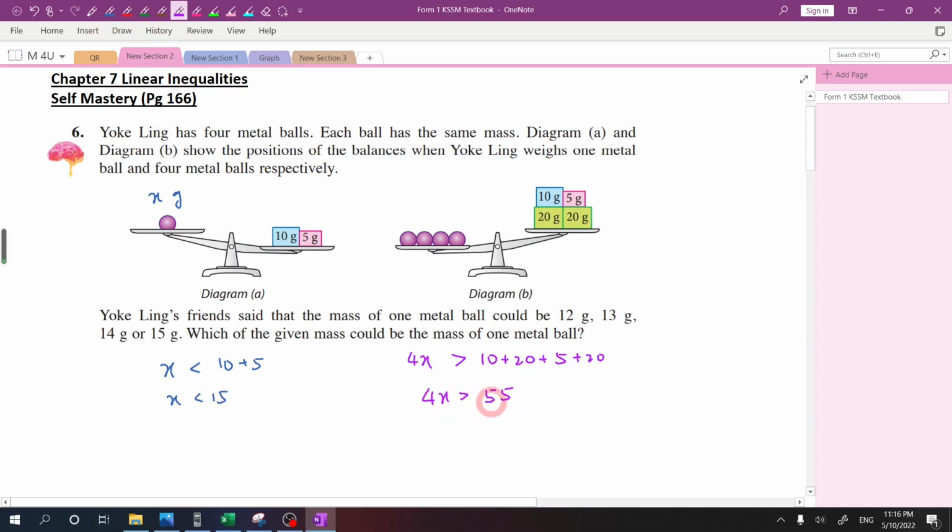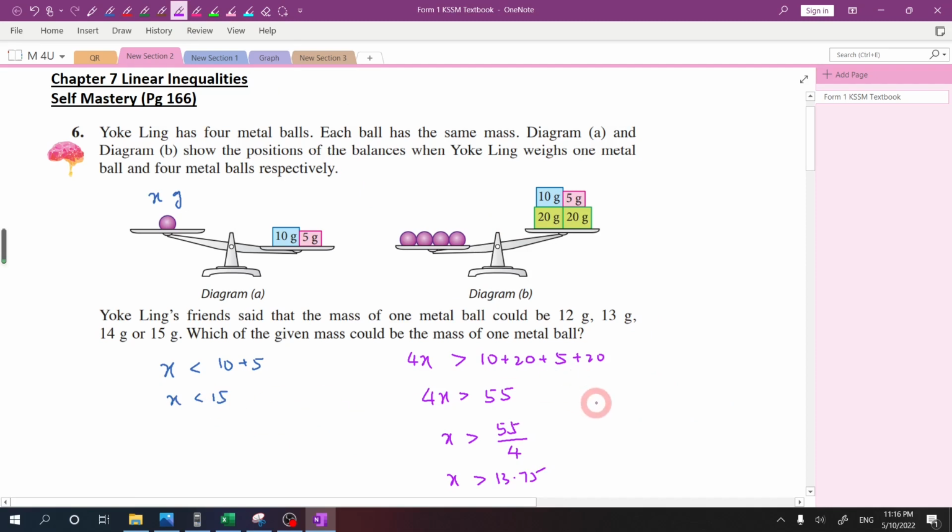Here we need to divide both sides by 4, right? As I told you just now, sometimes we want to be fast, we just think this way. The 4 goes to the other side, this multiplied by 4 becomes divided by 4. If you press your calculator, you will get 13.75. Based on these two inequalities, we know that x is greater than 13.75 and less than 15.